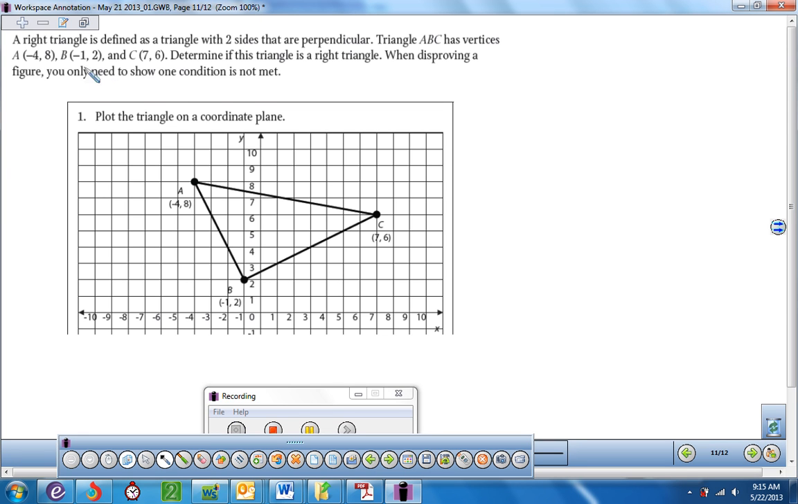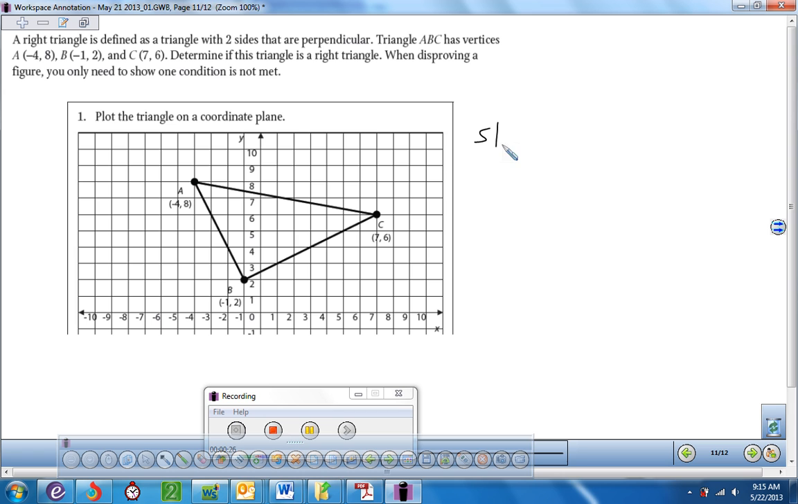Alright, here we're asked, we have a right triangle. A right triangle has a right angle in it, which means that two of the sides intersect perpendicularly. So what we have to do is figure out if that happens. So what we're going to do is find the slope between each of the 2 points. So let's go ahead and start here from A to B.